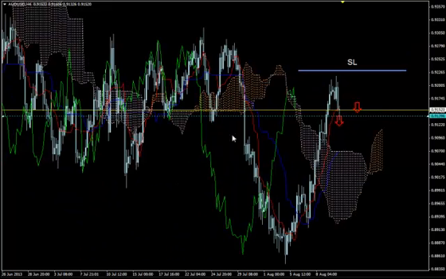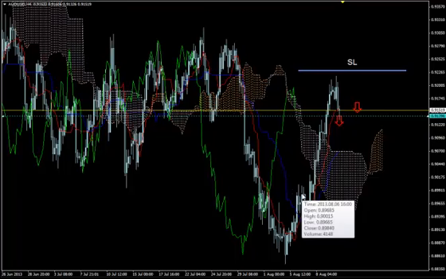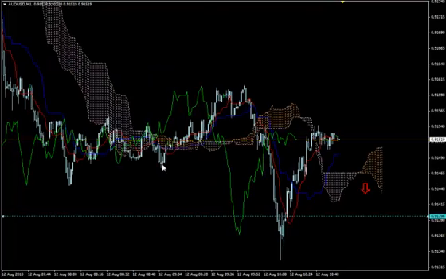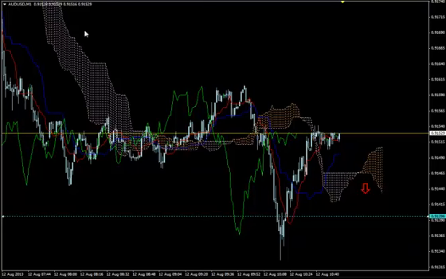And on H4 we want to see what we see. We preferably would like to see Chiku span going below the Kumo. It will take some time to go below past price action. So this is it. We enter using M1. If we don't see a bearish Kumo breakout here with all the criteria met on the higher time frames, we don't enter. Okay? If we enter, everything is as we want it to be.